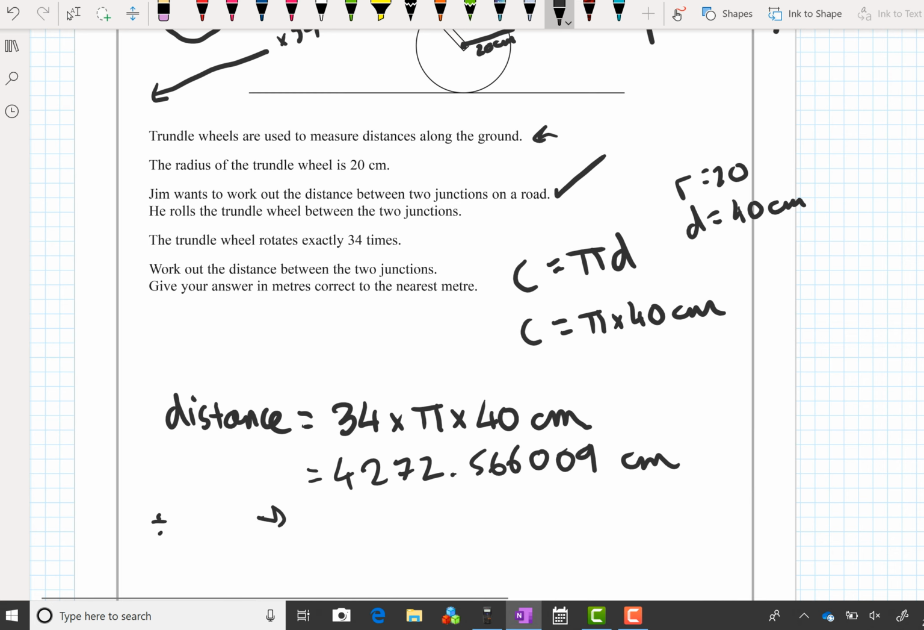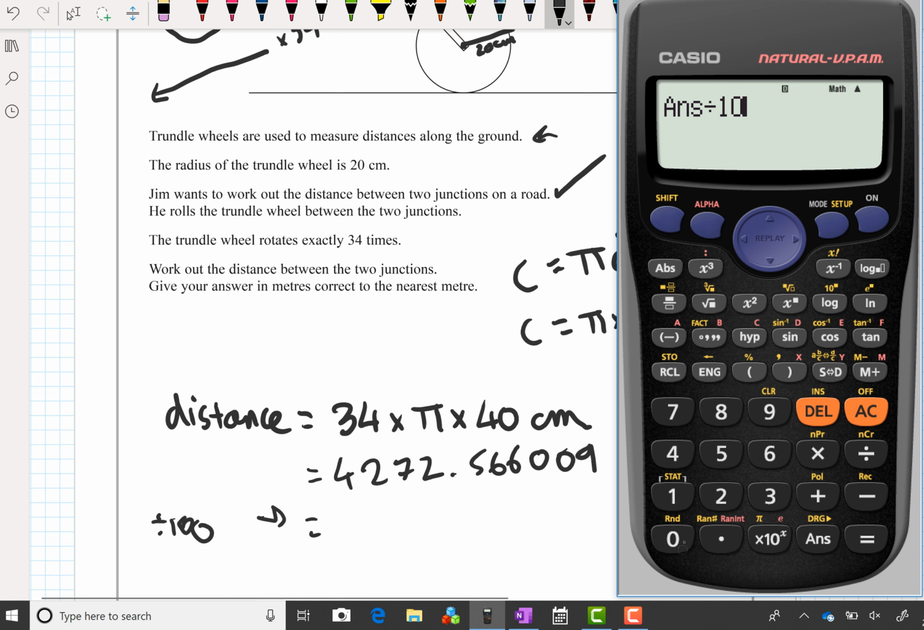100. Centimeters is like century: 100 years is 1 century. We need to divide by 100. Move the decimal place back twice, or if you want to do it on a calculator, divide by 100, not 1,000, 100. That gives 42.72566.